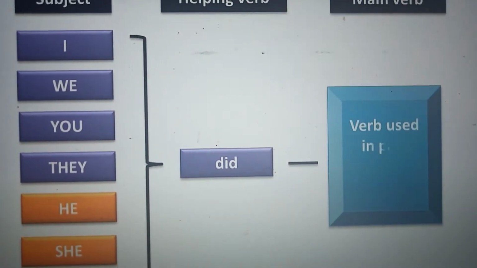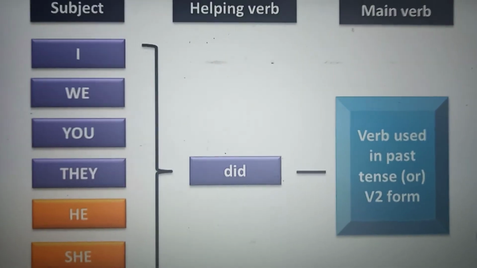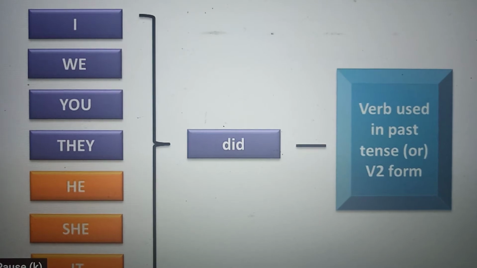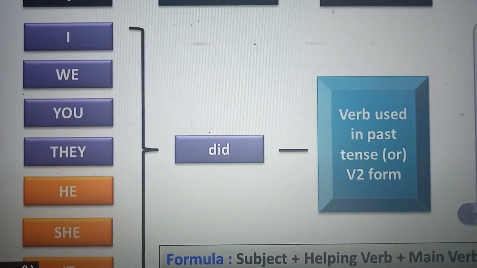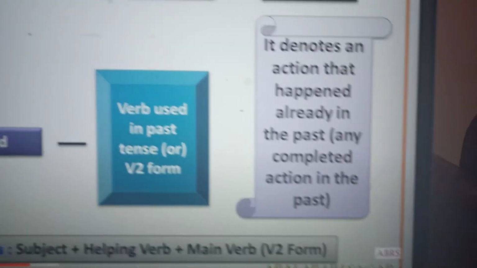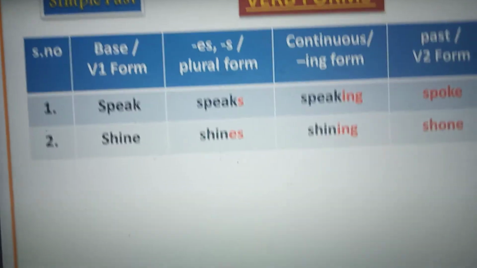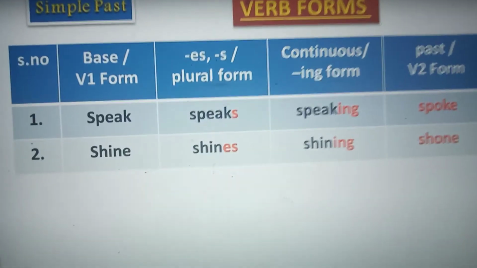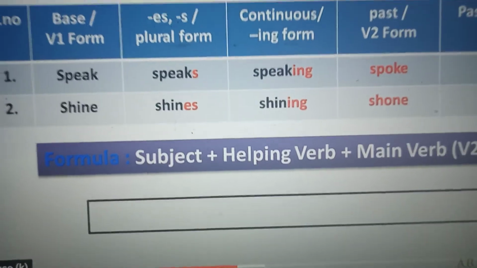I did my homework. I did. Helping verb did. Yes, it denotes the action already happened in the past. It denotes a completed action in the past. Subject plus helping verb. What is the past tense? Speak, spoke. That is a simple past. That is a basic thing. Subject plus helping verb plus main verb.